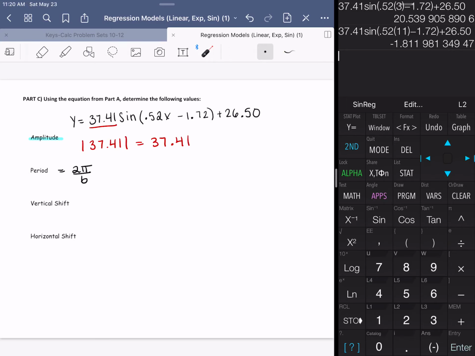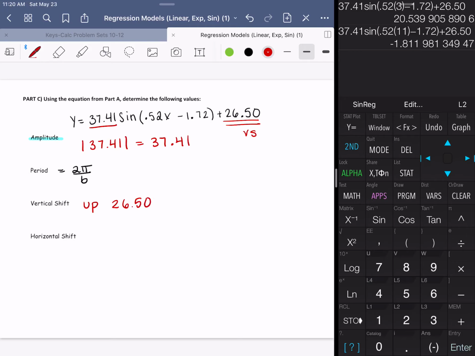Vertical shift is the number outside the parentheses. This one we absolutely can do. This number out here is my vertical shift. We're going to go up because it's a positive 26.50. And our horizontal shift, we know, is on the inside here. But we can't do horizontal and period just yet. And there's a reason. The reason is because of the way the formula looks.